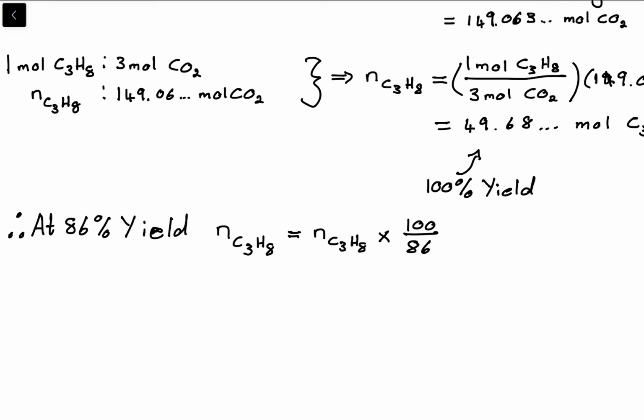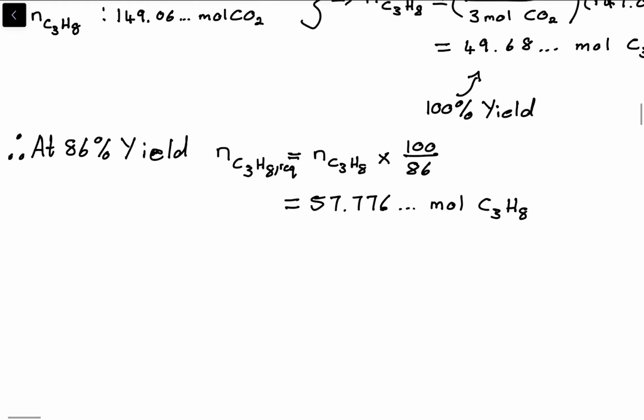Because in principle, so let's just call this required, we need to put a little bit extra because we actually need to multiply the value that we expect by 86, by 0.86. So this will give us a value then of 57.776 mole C3H8.